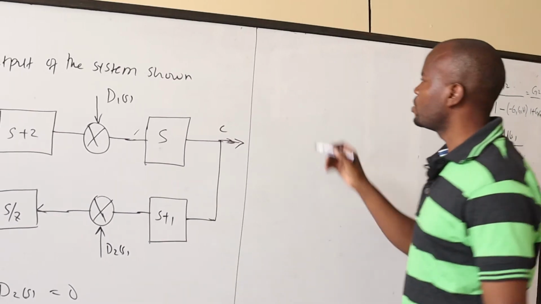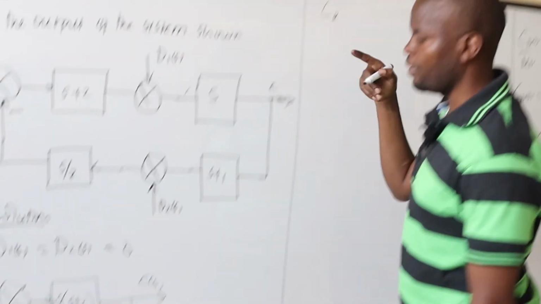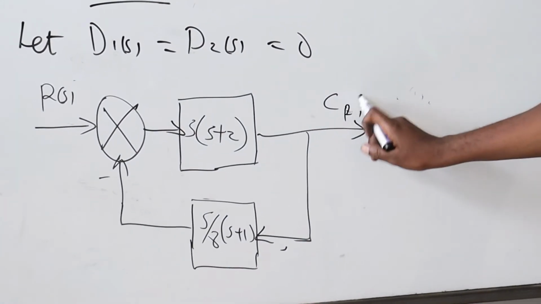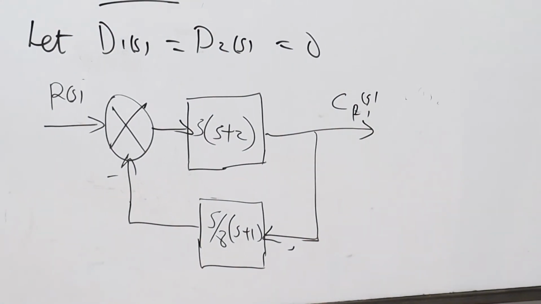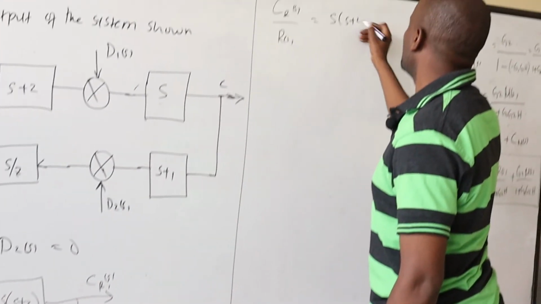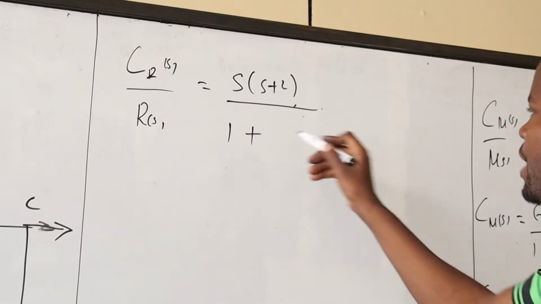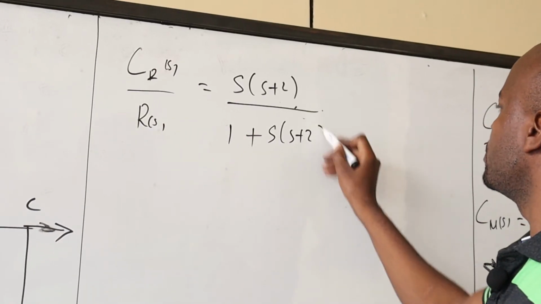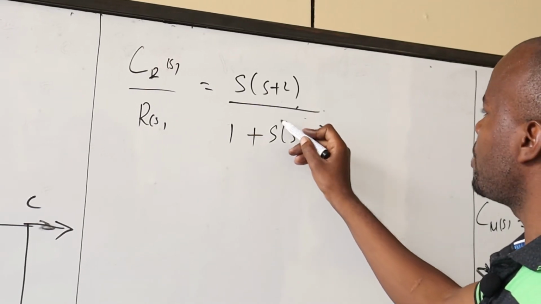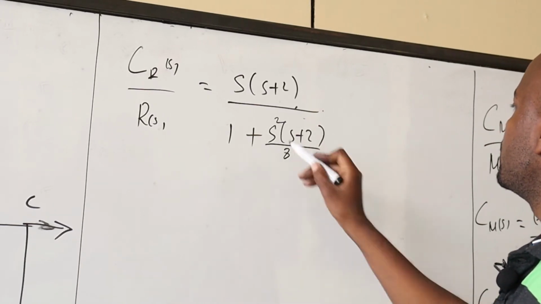So we know that for us to get that, we are going to get C with respect to input R of S. So that is going to be C with respect to input R of S, so that's going to be that all over R of S. And that is going to be our G. Our G is going to be S into S plus 2 all over 1, that one is minus, so it's going to be plus G H, S into S plus 2, which is still our G, and H, S over 8, so it's going to be S squared all over 8, S plus 1.